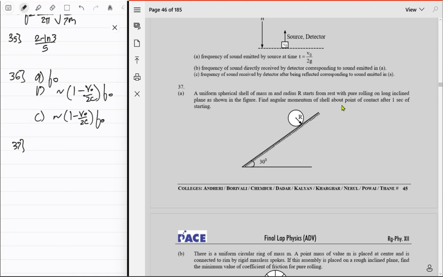Oh, okay, but about what point? About the point of contact. So this is the initial point of contact, I guess. With respect to this point, friction doesn't induce any torque, just basically gravity, mg sin theta times this distance. There's also mg cos theta, but that cancels with the normal, so we don't have to worry about that. Just mg sin theta times r, that's our torque.